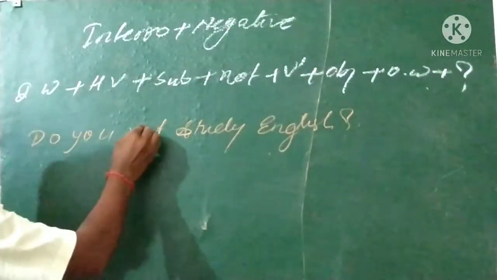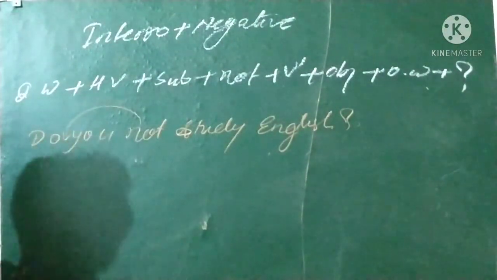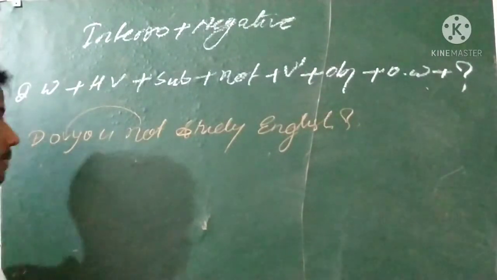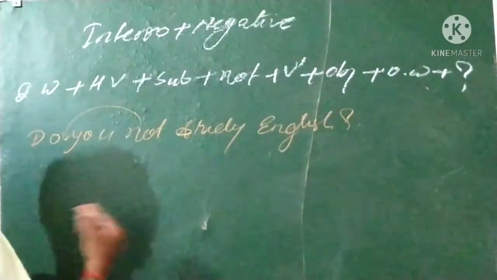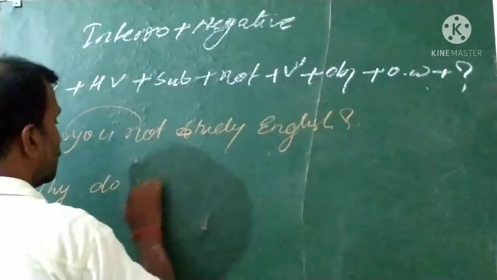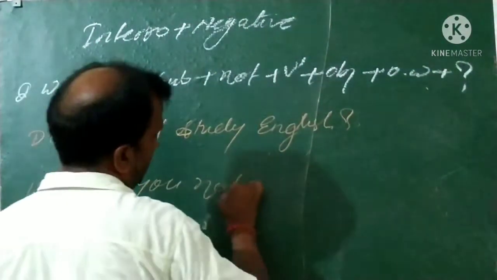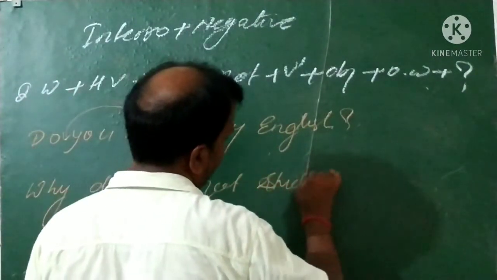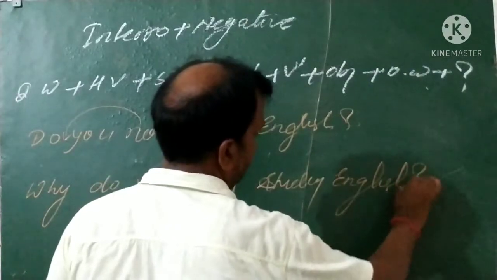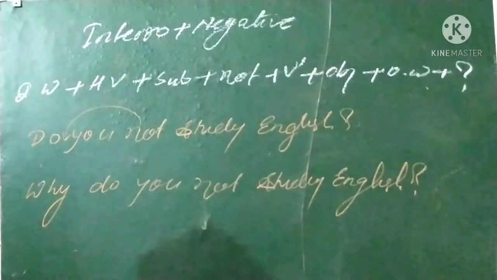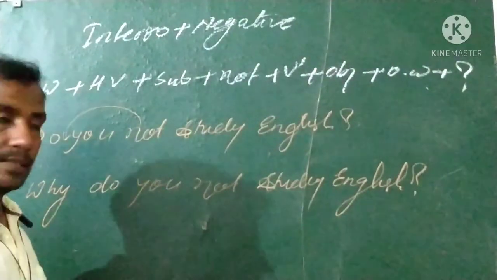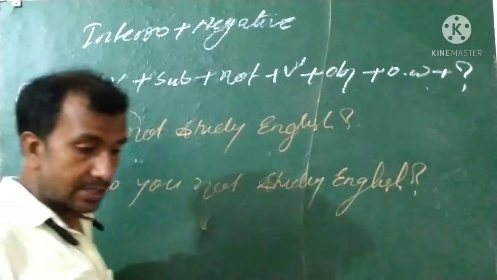आप ऐसे भी लिख सकते हैं, don't you study English. आप ऐसे भी लिख सकते हैं आप इंग्लिश क्यों नहीं पढ़ते हो. तो why do you not study English. Okay, this is the form of the present indefinite sentences.